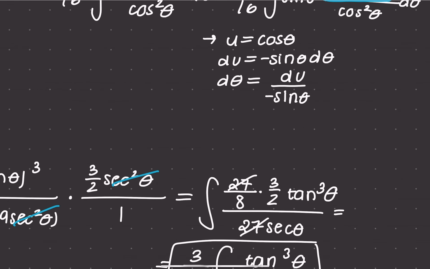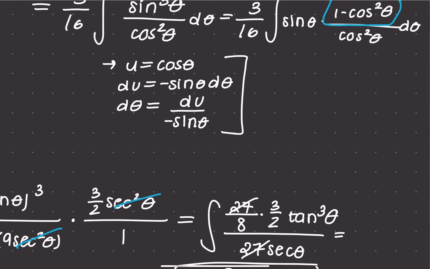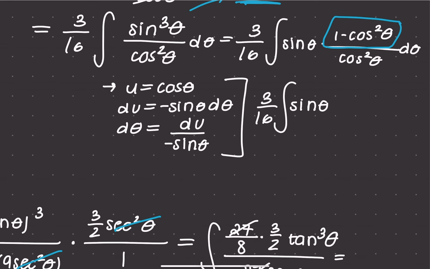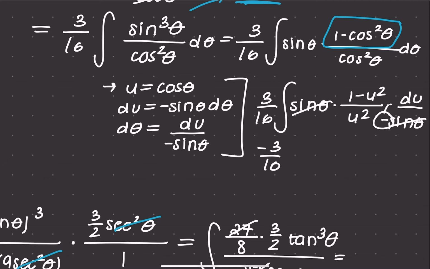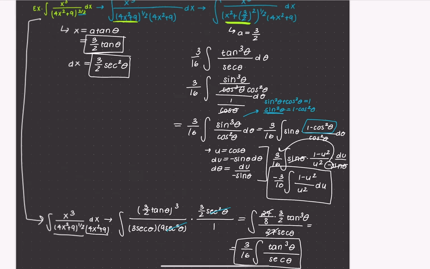When we substitute this, we have 3 over 16 times the integral of sine theta times (1 minus u squared) over u squared times d theta, which is du over negative sine theta. We can cancel out the sine thetas, giving us negative 3 over 16. I move this negative out, times the integral of (1 minus u squared) over u squared du. So this is the simplified integral, which is now very easy to solve.